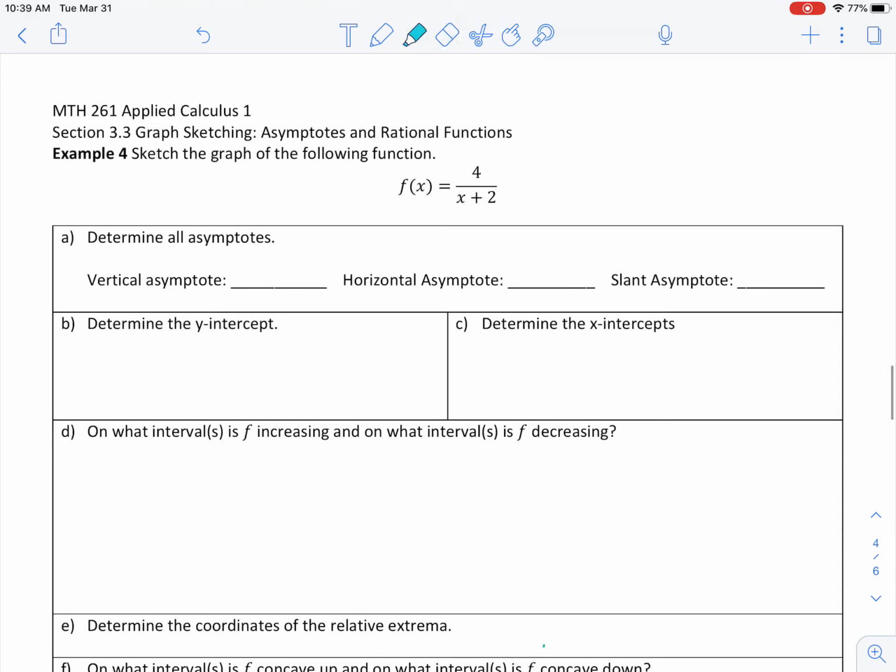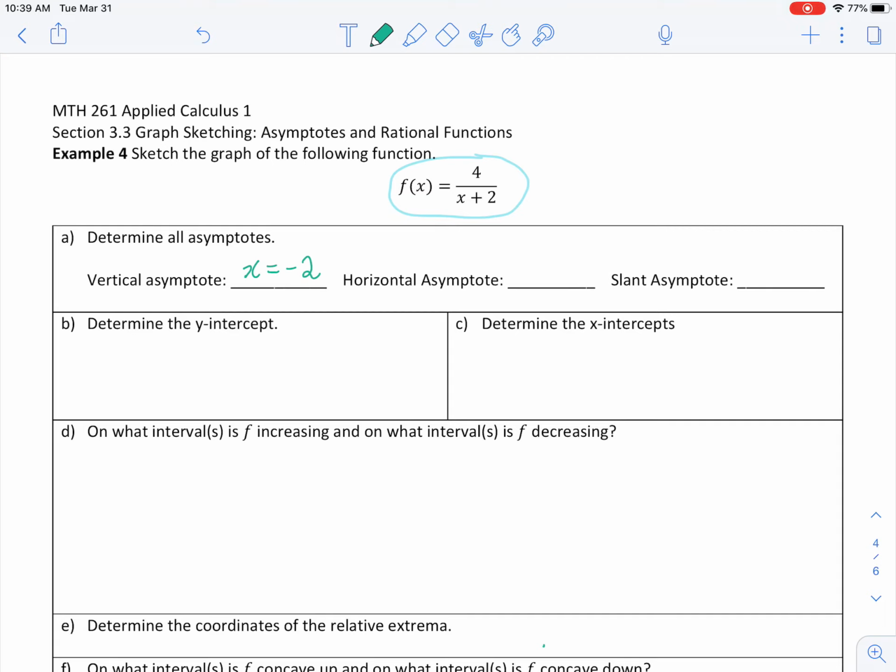All right, so let's start with f of x. We have 4 over x plus 2. So let's find these asymptotes very quickly. Where's the vertical asymptote at? Vertical asymptote is at x equals -2. Okay, that's what makes the denominator 0.